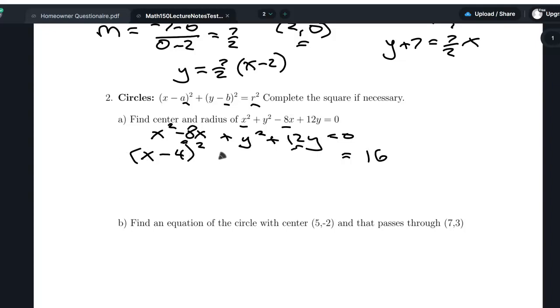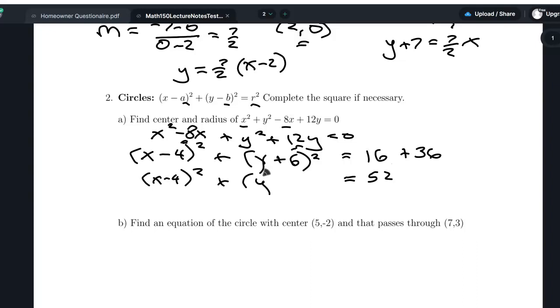Then I'm going to take half of this number, which is 6, and I'm going to square it. So this gives me an added 36. I have to do it to the other side as well. So here I get 52 and x minus 4 and y plus 6. So that means that my center is (4, -6), and my radius will be the square root of 52.